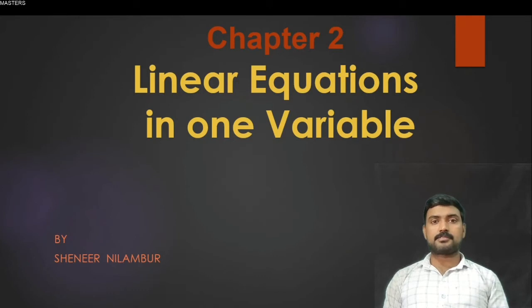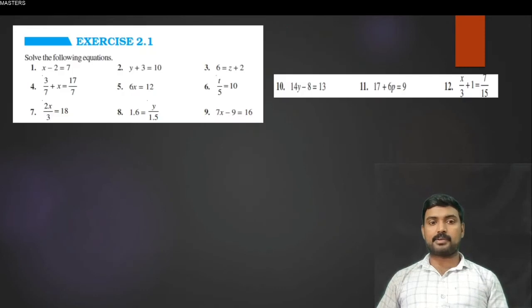Hi friends, today we are going to study chapter number 2, linear equations in one variable. When we look at the title of the chapter, three words are there. Equations means that there will be equal symbols. And one variable. In an equation there can be x, y, many variables, but here we discuss only one variable.